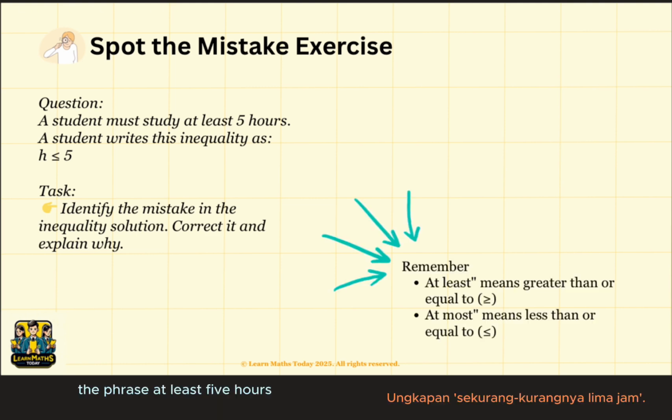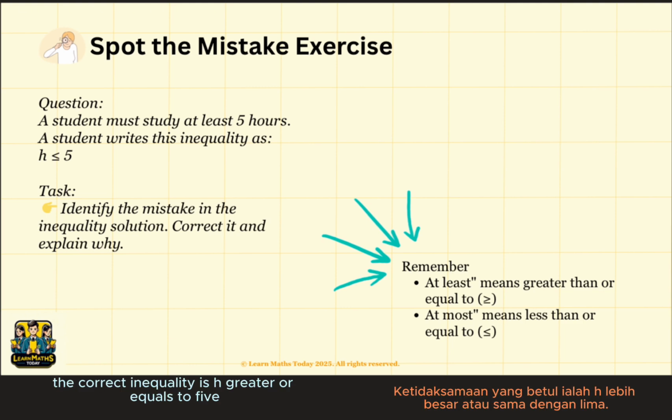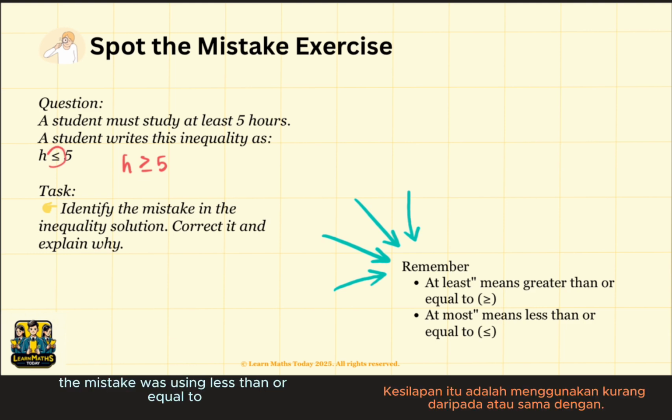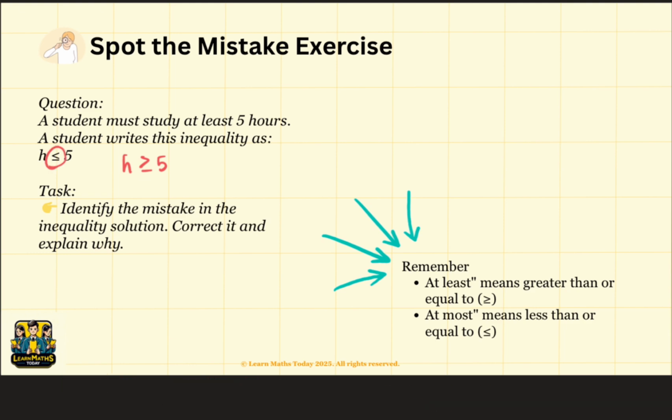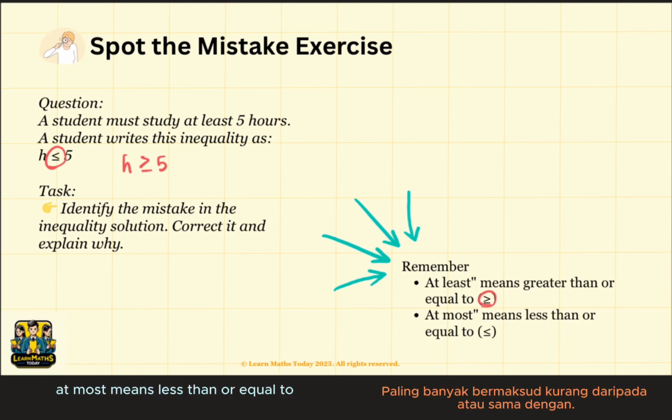The phrase at least 5 hours means the student studies 5 hours or more. So the correct inequality is h greater than or equal to 5. The mistake was using less than or equal to, which would mean studying 5 hours or less, which is the opposite of the requirement. Remember, at least means greater than or equal to. At most means less than or equal to.